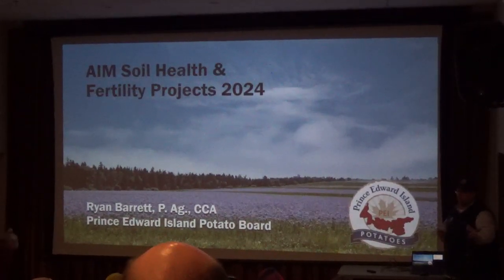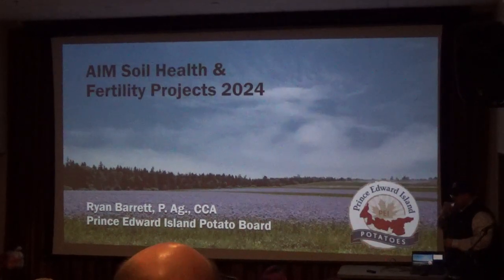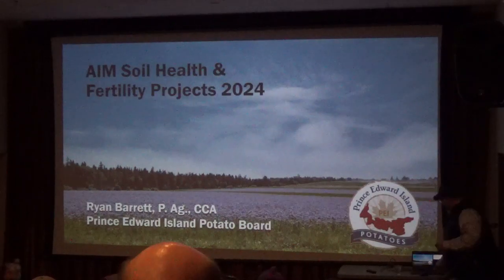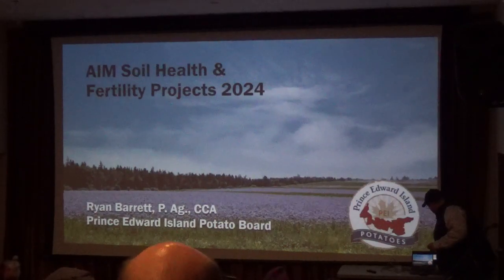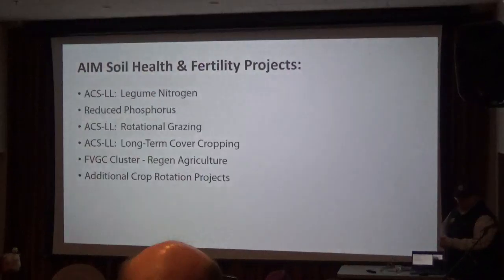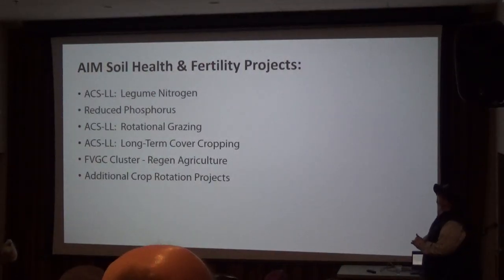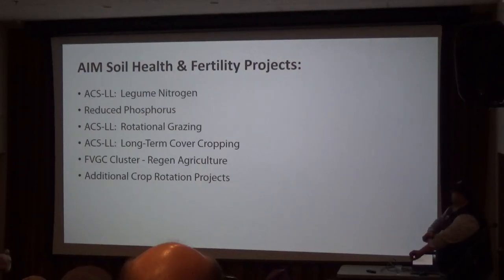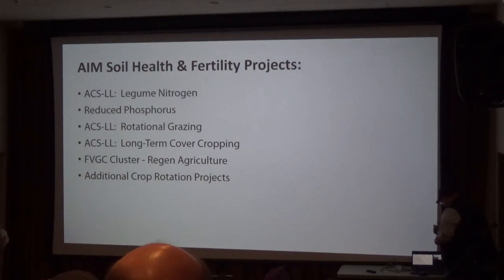I've got a few slides to share some of the stuff that we've been doing on the soil health side or on the fertility side through AIM. The stuff I'm going to talk about, I'm going to share with you a little bit on our legume nitrogen project, reduced phosphorus, rotational grazing, long-term cover cropping, regen ag project through the hort cluster, and some additional crop rotation projects.